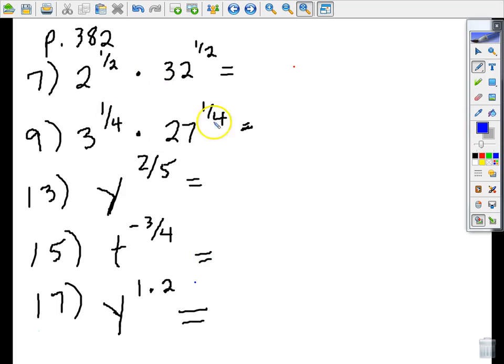Matthew, what would those be in radical form? Okay, and put those together and you have, okay, square root of 64, which of course is 8. Trevor, what about number 9? What are those in radical form?